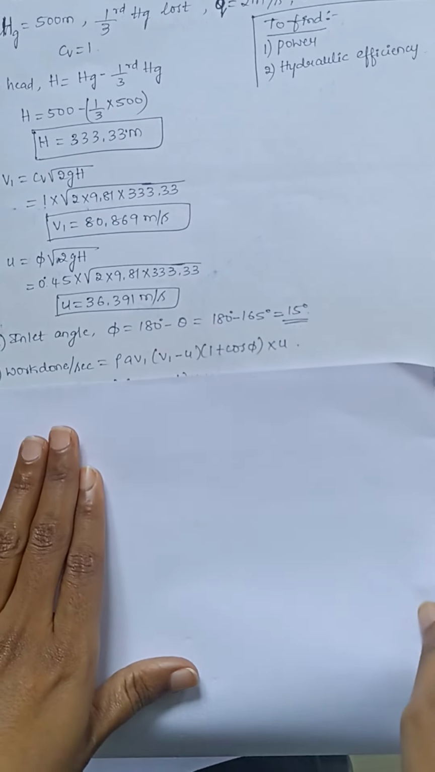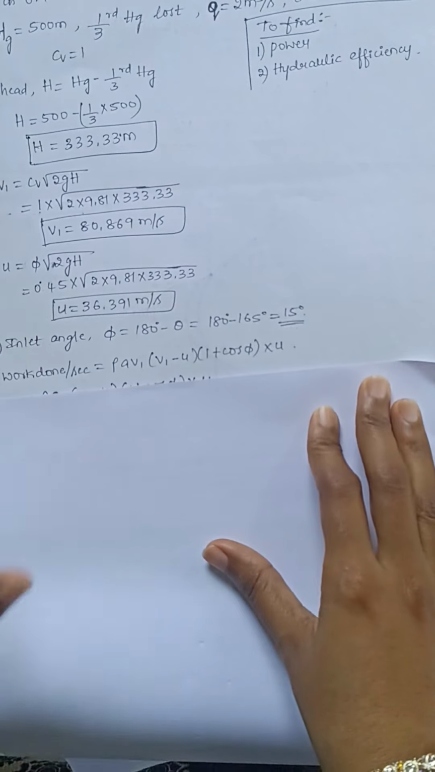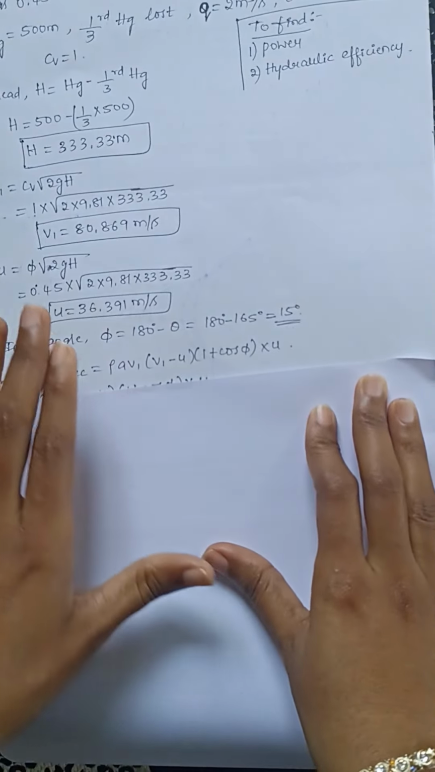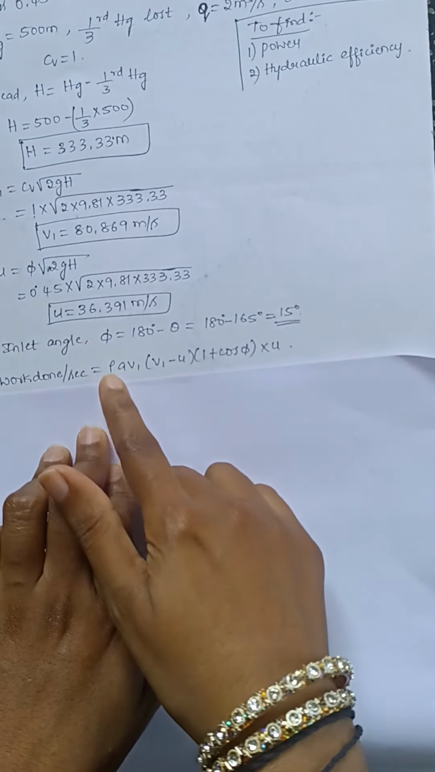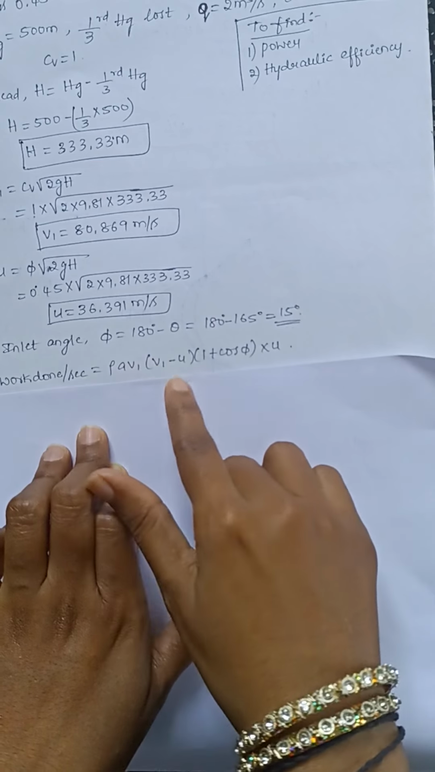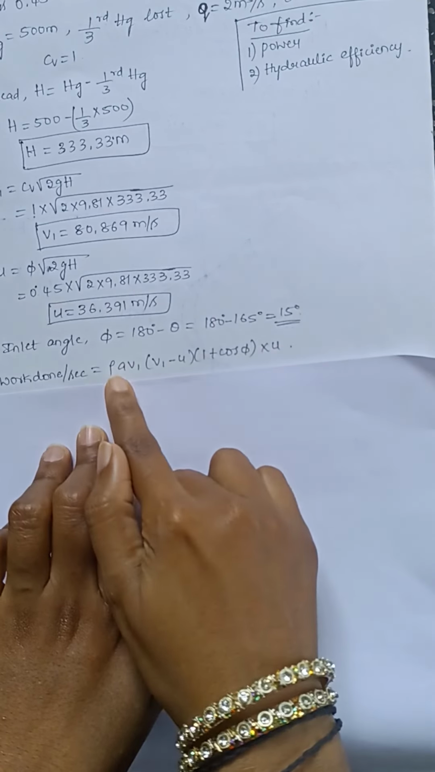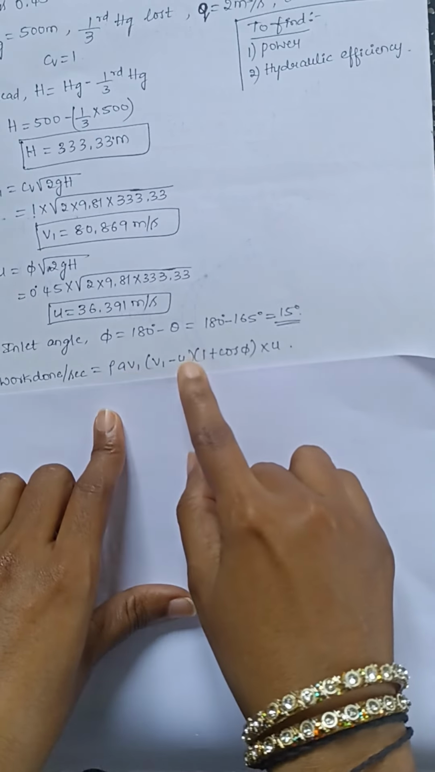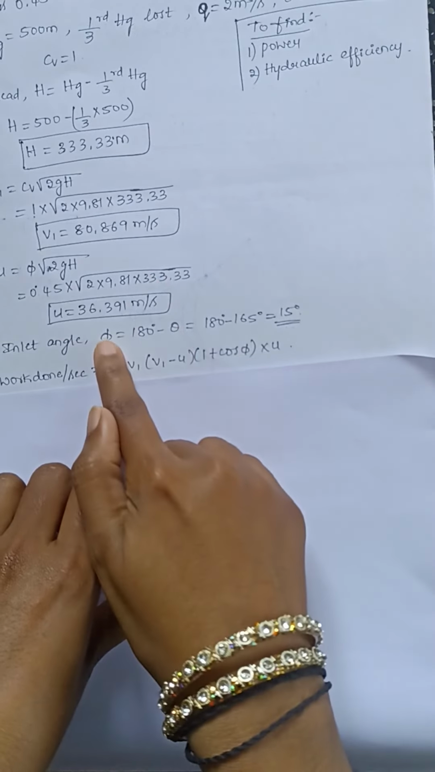Then the fourth step comes. So now in the fourth step, we have to find the work done per second by the runner. To find that, we have the formula: work done per second is equal to rho a v1 into v1 minus u into 1 plus cos phi into u, where a represents the area of the jet, v1 represents the velocity of the jet, u represents the velocity of the wheel, and this phi represents the inlet angle.